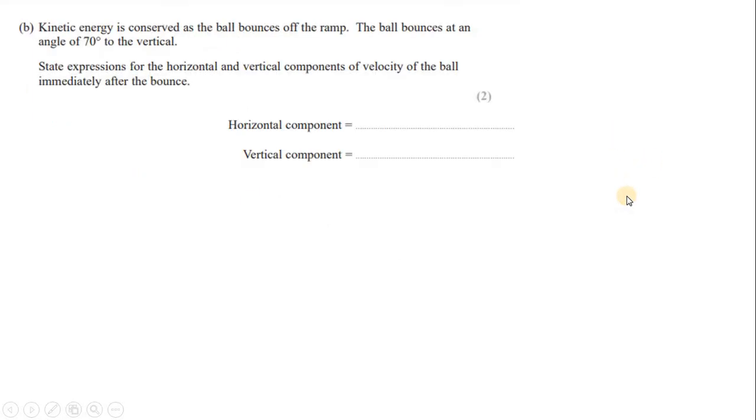Kinetic energy is conserved as the ball bounces off the ramp. The ball bounces at an angle of 70 degrees to the vertical. State expressions for the horizontal and vertical components of velocity of the ball immediately after the bounce. Horizontal component and the vertical component. So we need to see the diagram. So let's just go back.